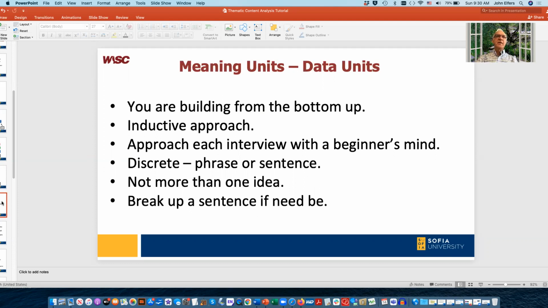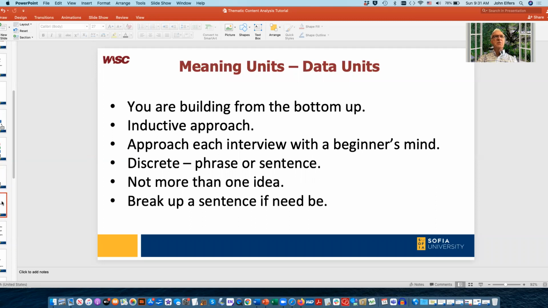So in identifying meaning units, you're building from the bottom up. So this is an inductive approach. And so I encourage you to approach each interview with a beginner's mind, as if you're looking at this for the first time, trying to really be objective.